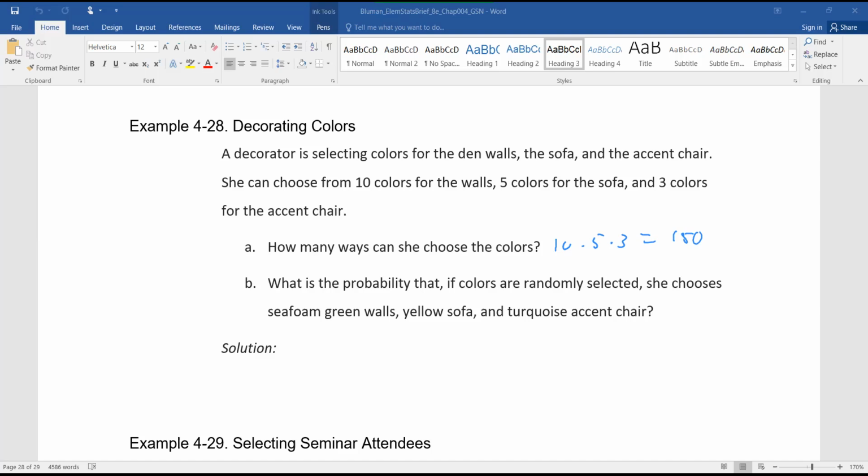But is this a combination, or is this a permutation? Order does matter because if I choose the color, I can't choose it again.